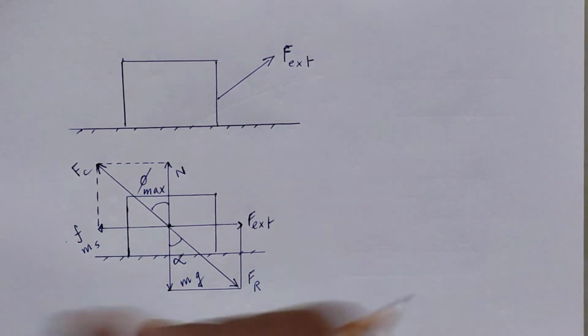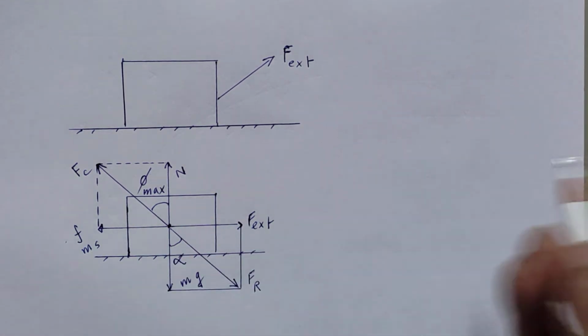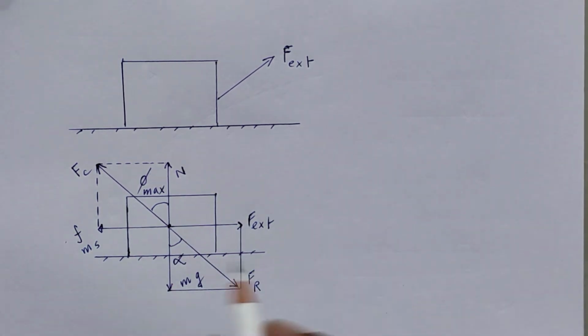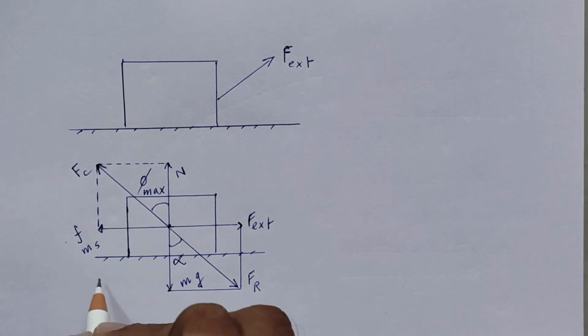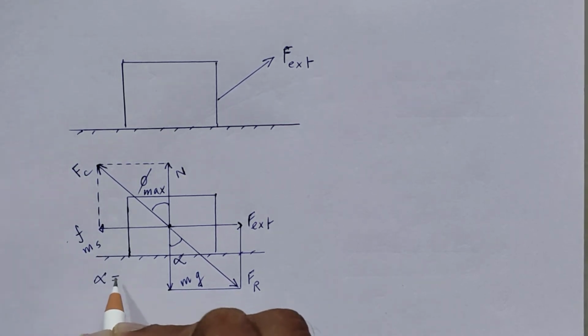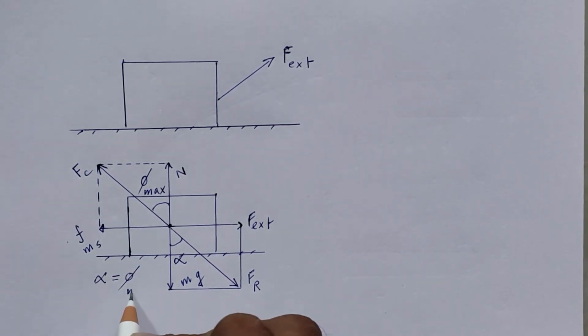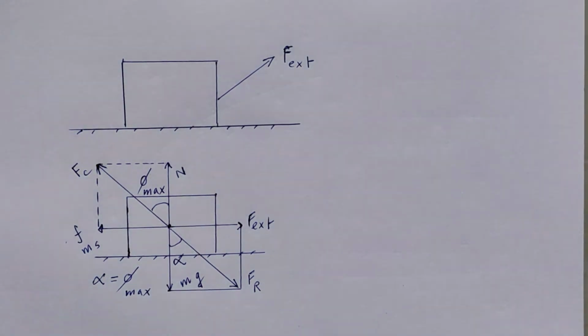So for this block to just start sliding, this alpha is equal to phi max. What is phi max? The angle of friction.